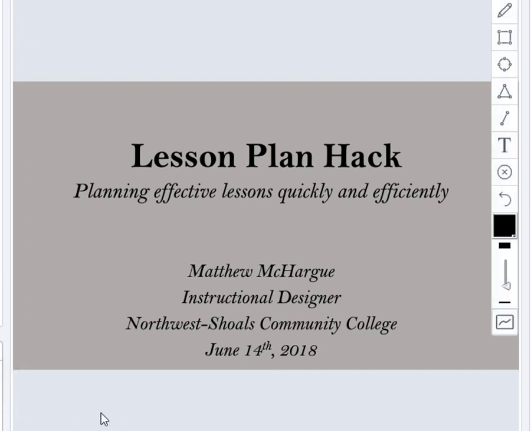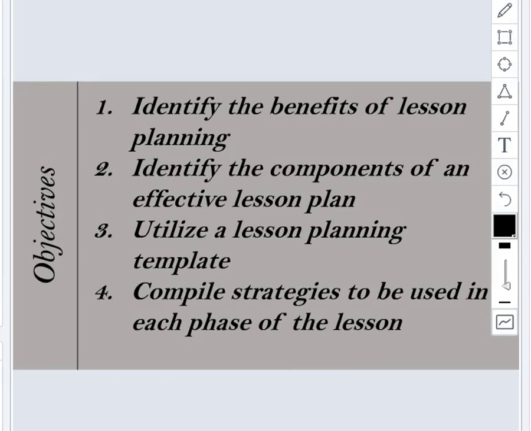All right, so the topic at hand today is hacking the lesson plan, looking at how to effectively and efficiently plan a lesson. Our objectives: we are going to briefly talk about the benefits of lesson planning. Then we will look at a lesson plan template, which takes a few different components and puts them into a one-page template for us to use.